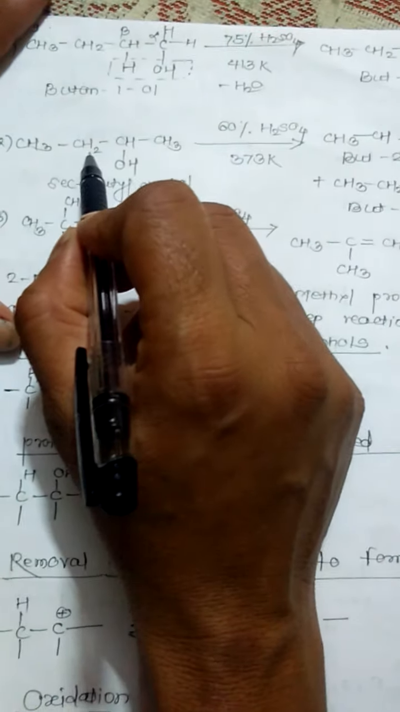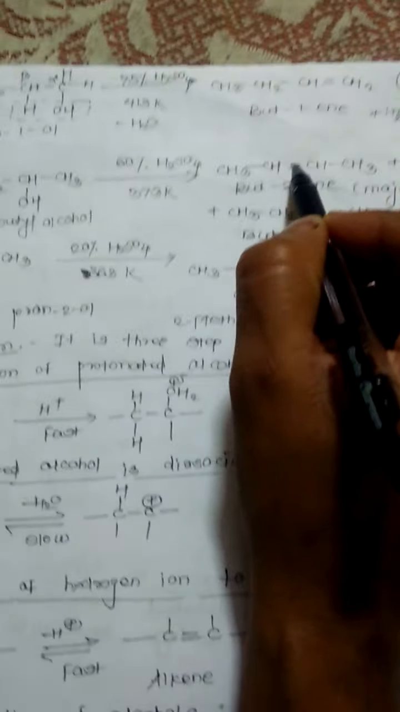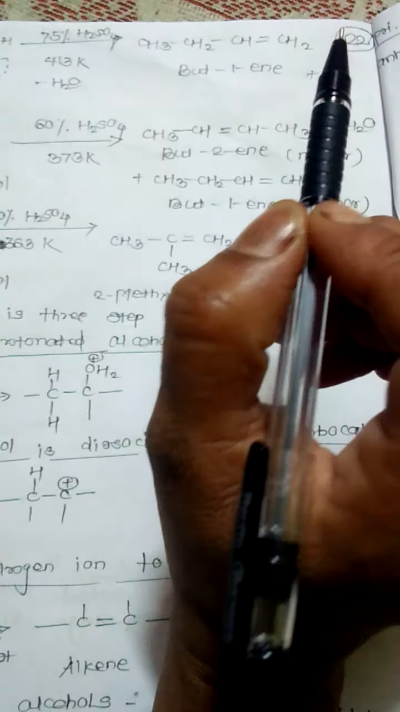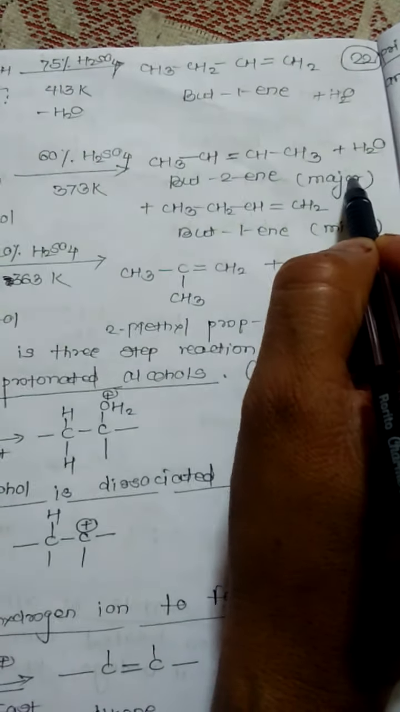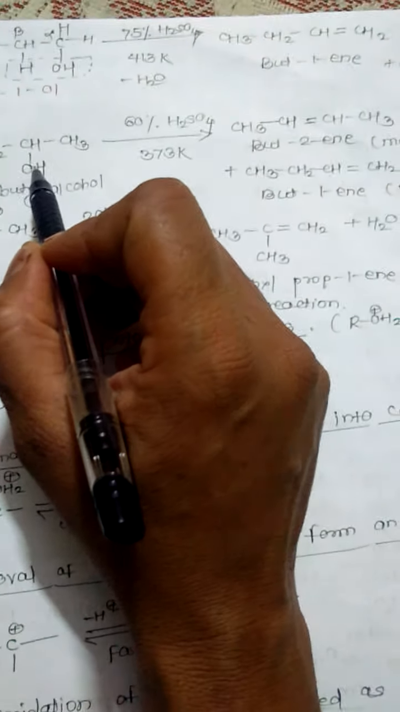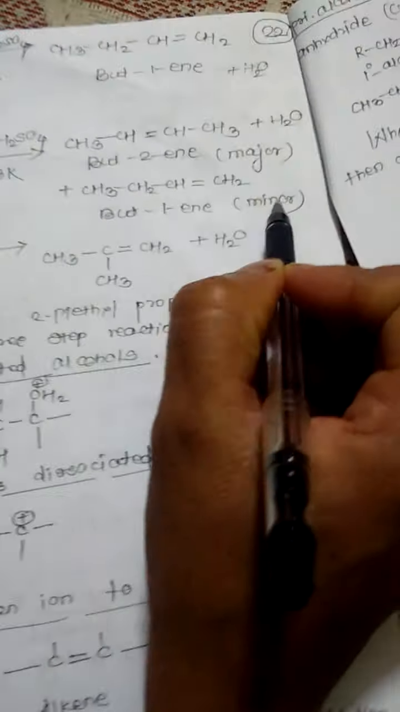When hydrogen is removed here along with OH, it creates a double bond here. So it forms but-2-ene, a symmetrical alkene, which is more stable. So it is the major product, about 80%. Here this hydrogen is also available to remove water, that is OH from here and H from here. This reaction also takes place, but it gives the minor product, which is but-1-ene.